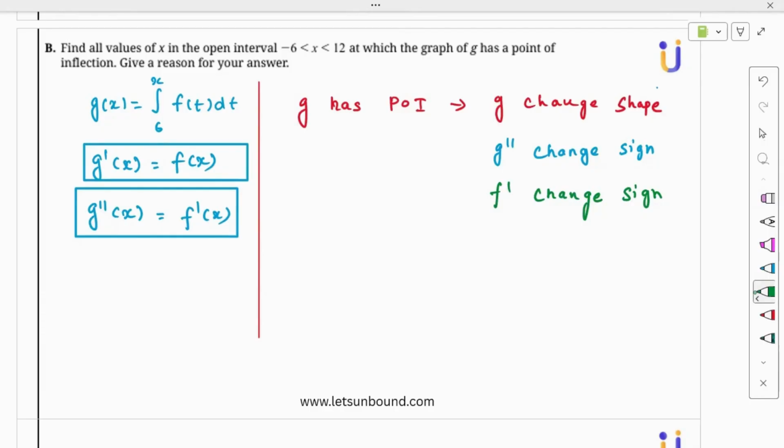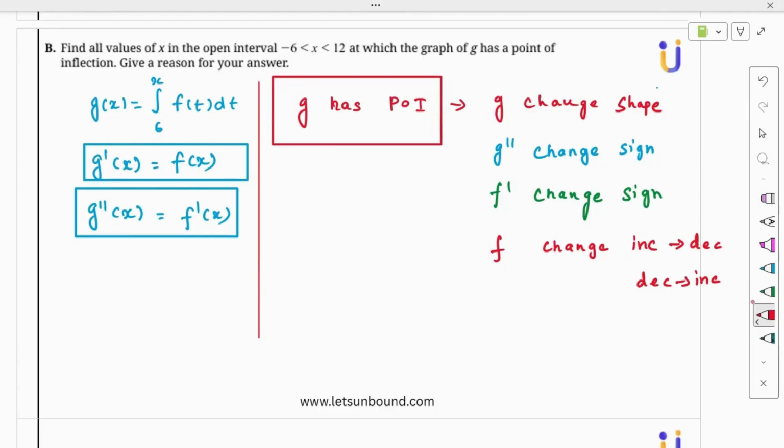Still F prime, I don't have any clue about F prime. All I have is the graph of F. So now F prime changed the sign. How can I relate it with the graph of F? F will change either from increasing behavior to decreasing, or from decreasing to increasing behavior. If you find these cases in your F graph, then G has a point of inflection. So we are connecting G and F in this way.